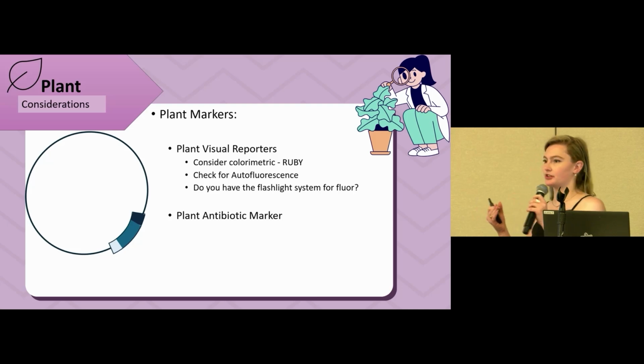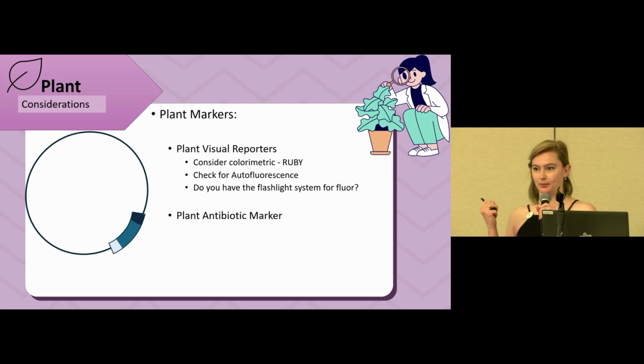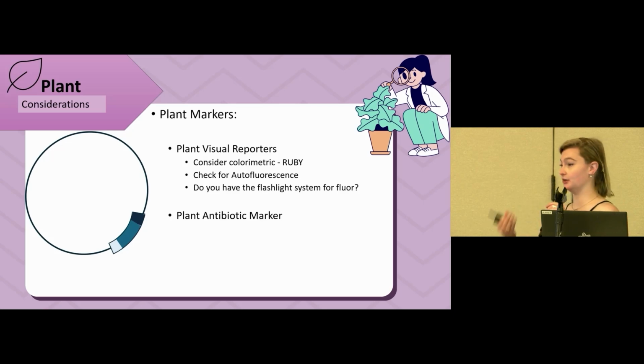You also want to make sure that there's no autofluorescence in your cells. So if you're checking for a red reporter, like RFP, be sure to look at your cells in advance to see that it doesn't look red already, because that has happened to me.